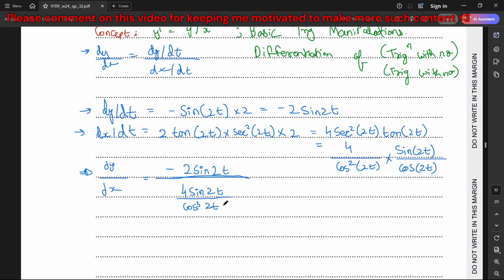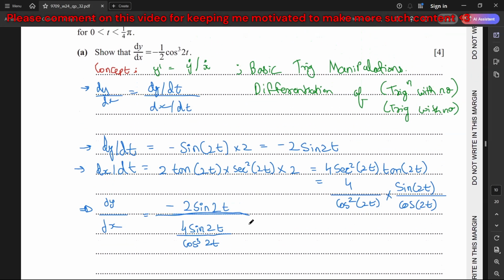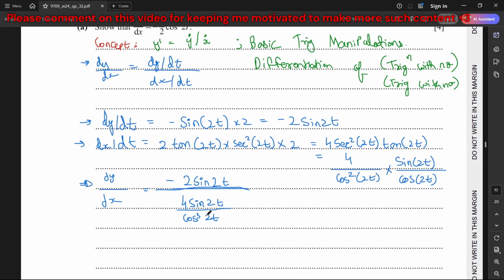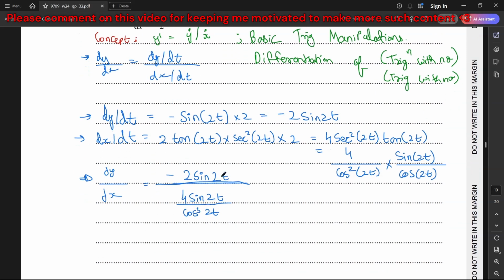Now this cos cube 2t is directly going to go in the numerator. It's the fraction a by b over c, so c goes on the top to become ca over b. Following this rule of algebraic manipulations along with trigonometric manipulations, what am I going to get? The first thing you notice is that this sine 2t and sine 2t get rid of each other. Two ones are 2, 2 twos are 4. So I'm left with the final thing that is required in the question.